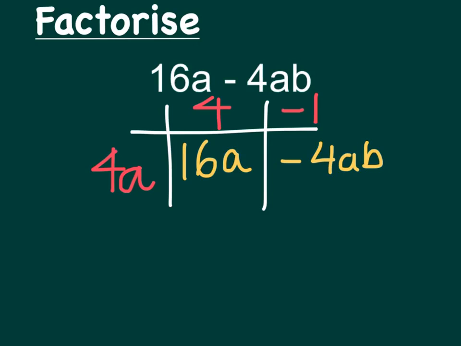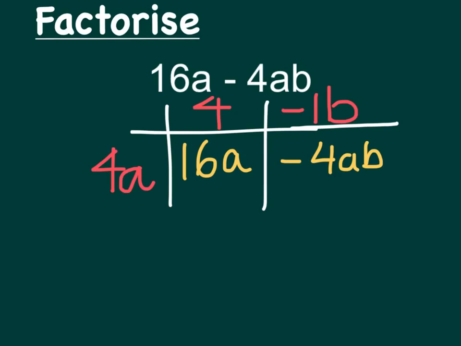We have an a already here, so negative 1 multiplied by 4a gives you negative 4a, and in order to get the b in this term we must be multiplying by a b at the top as well. Let's check that actually works. 4a multiplied by 4 is 16a, so that works. Then 4a multiplied by negative 1b gives you negative 4ab, so that also works.